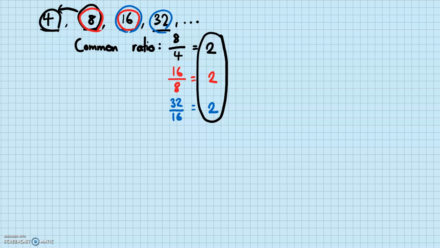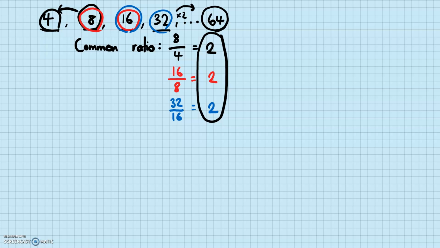And once you've gotten the common ratio, you can now deduce what the next term would be after 32. So what would the term after 32 be? Well, you'll have to multiply each time by the common ratio. So you'll have to multiply this by 2, because 2 is the common ratio, and the next term would then be 64. Okay, so once you know the common ratio, you can deduce the next term.